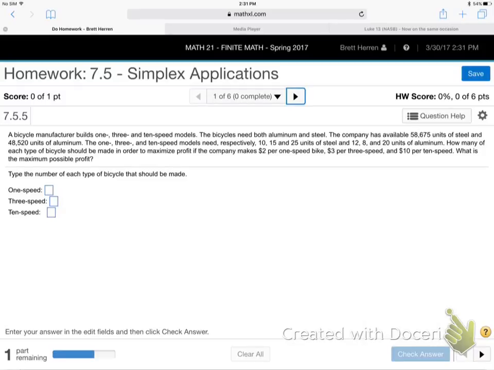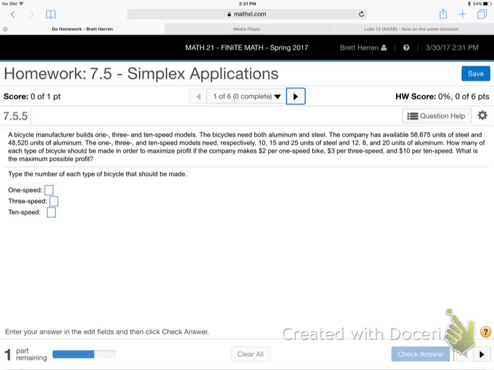Okay, here we go. A bicycle manufacturer builds 1, 3, and 10-speed models. The bicycles need both aluminum and steel. The company has available a bunch of steel and a bunch of aluminum. The 1, 3, and 10-speed models need respectively 10, 15, and 25 units of steel, and 12, 8, and 20 of aluminum. How many of each type of bicycle should be made in order to maximize profit? If the company makes $2 per 1-speed bike, $3 per 3-speed, and $10 per 10-speed, what is the maximum possible profit?